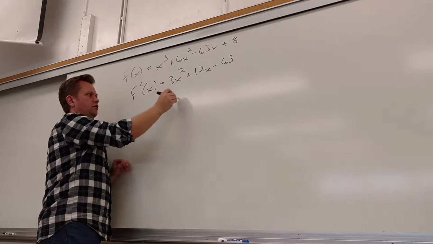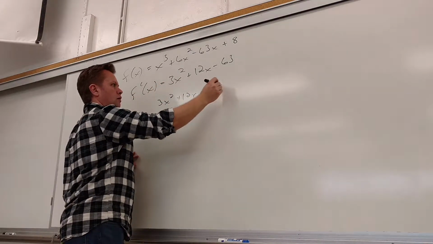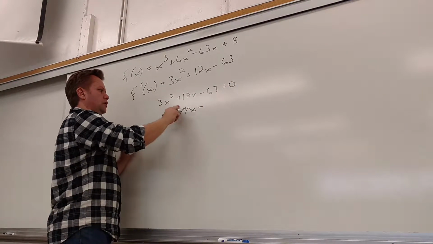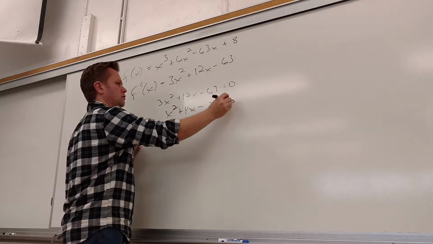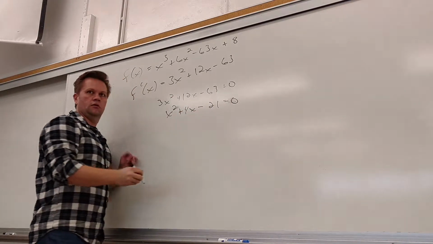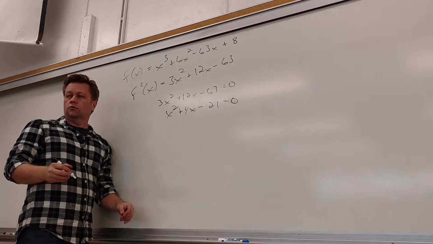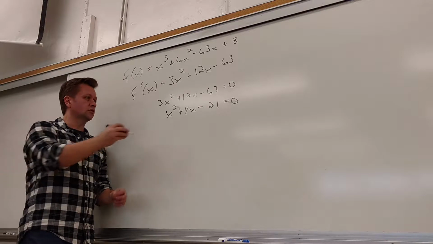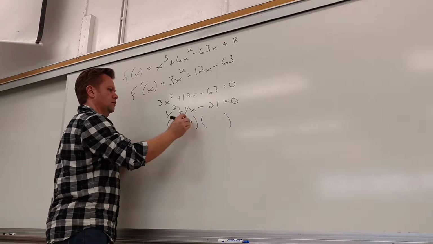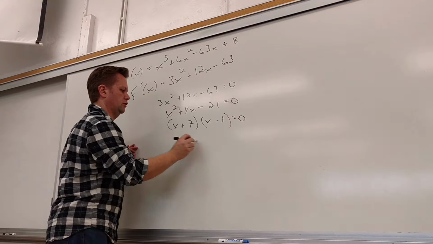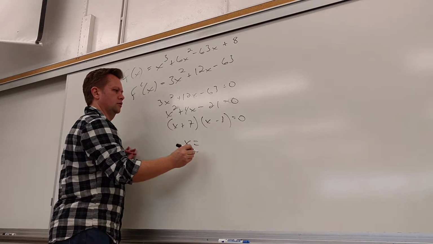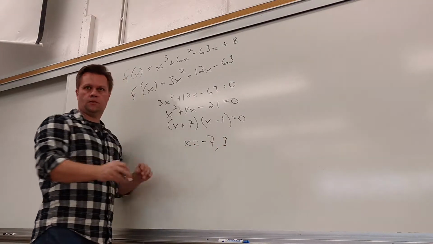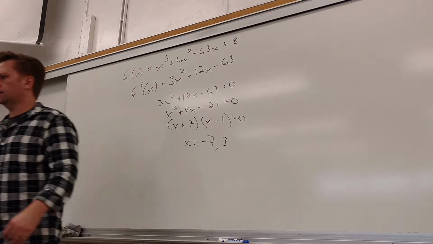And what's the first thing I can do there? Divide by 3. That gives x squared plus 4x minus 21, which factors, so x equals 3 or x equals minus 7. And the question says find all places where the tangent line would be horizontal.